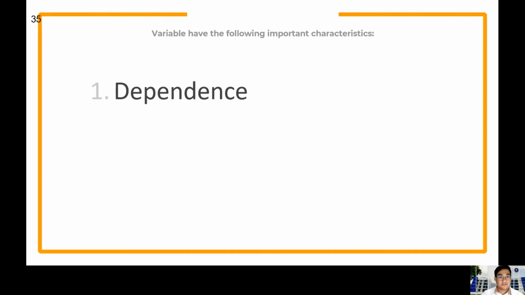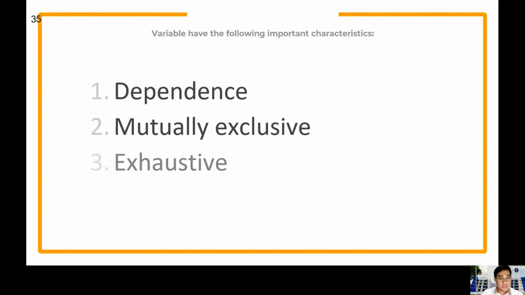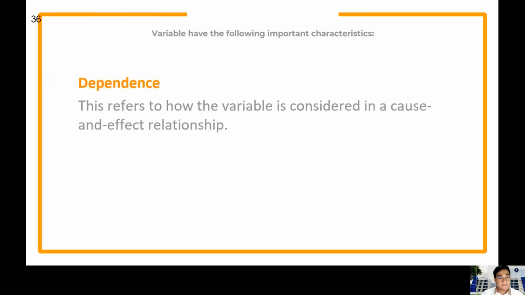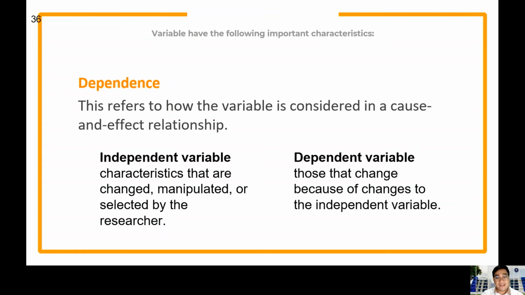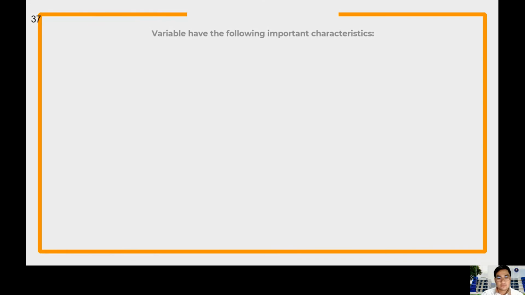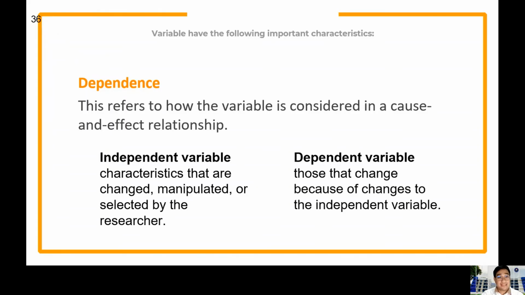Next we have variables. Variables have the following important characteristics: dependence, mutually exclusive, and exhaustive. For dependence first, this refers to how the variable is considered in a cause and effect relationship. So we have two, the independent variable and the dependent variable. Independent variables are characteristics that are changed, manipulated, or selected by the researcher. Dependent variables are those that change because of changes to the independent variable. So there is a cause and effect relationship between the two of them.